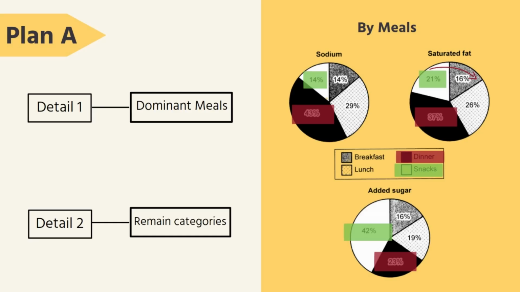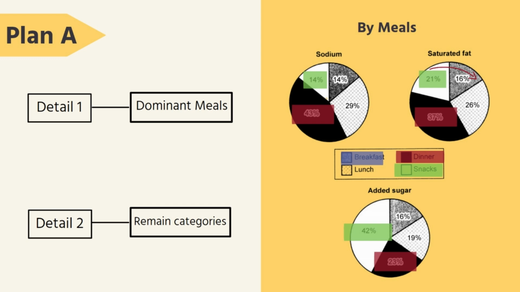Now let's move on to detail paragraph 2. Continue by describing the remaining categories with meaningful comparisons. Plan A. We will talk about breakfast first, then lunch. My plan will be: highlight the smaller contributors like breakfast and lunch.